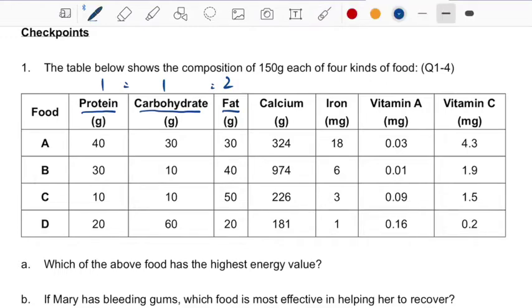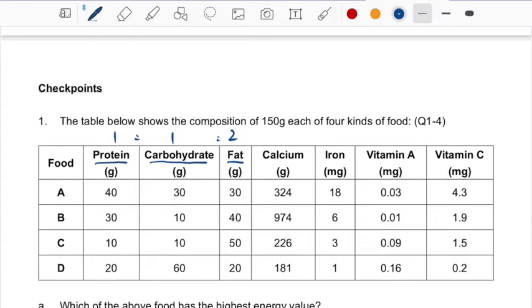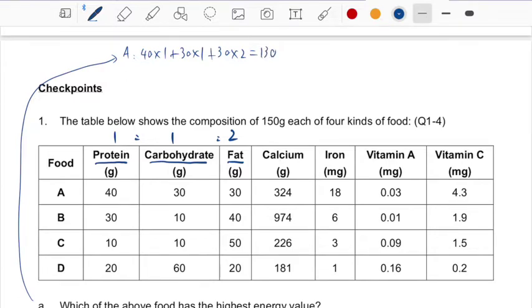Okay, so let me do an example. So I'll write the calculation part here. For food A, the total amount of energy that would be released would be from protein and from carbohydrate and then from fat. Remember, fat would generate twice the amount of energy when compared to protein and carbohydrate. So if we add them up, it will give us 130 in total.